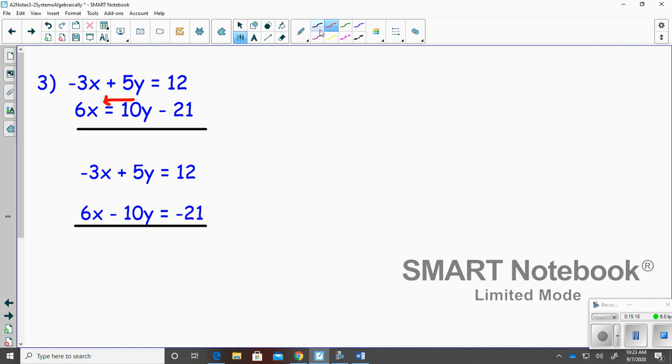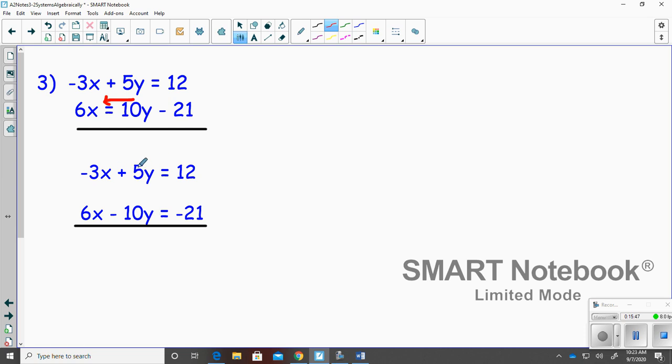I'm going to see if anything cancels nicely for me. I have a negative 3 and a 6, and that unfortunately does not add up to 0. 5 minus 10 also does not add to 0. So I have to figure out a way to make one of these variables cancel. In the last example, I chose to cancel the x's. I think right now I'm going to choose to cancel the y's. Again, you have all kinds of options you can choose. There's more than one way to do all of these problems.